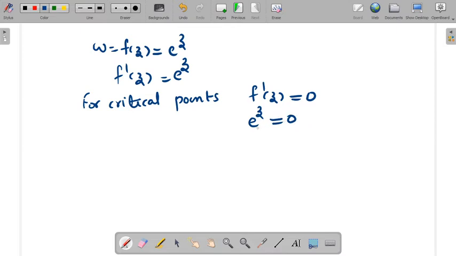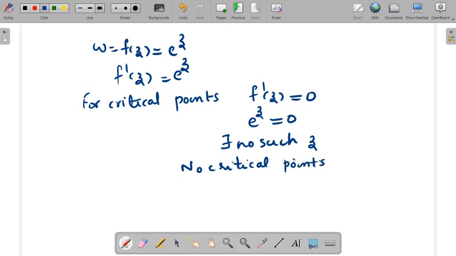And as we have seen in the case of zeros, there exists no such point z for which e raised to z is equal to 0. That means no critical points. So this function has no zeros, no critical points, and the function is analytic everywhere, which means it is conformal everywhere.